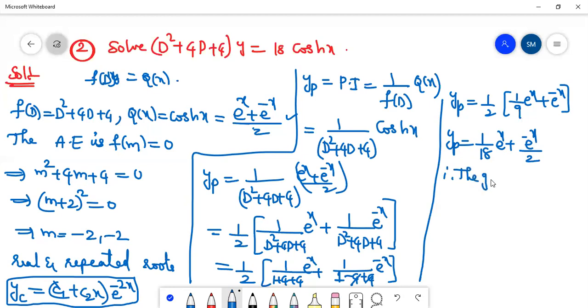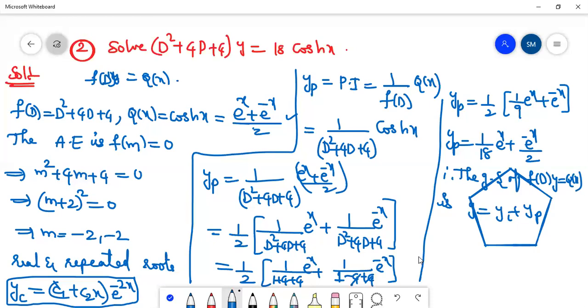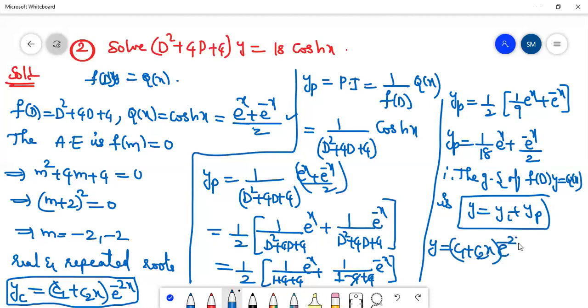Therefore, the general solution of f of D into y equal to Q of x is y equal to yc plus yp, the combination of yc and yp. Then y equal to c1 plus c2 x into e power minus 2x plus 1 by 18 e power x plus 1 by 2 e power minus x is the required solution of given equation 1.